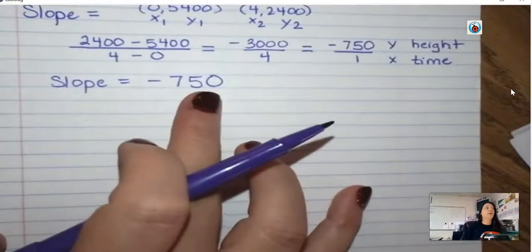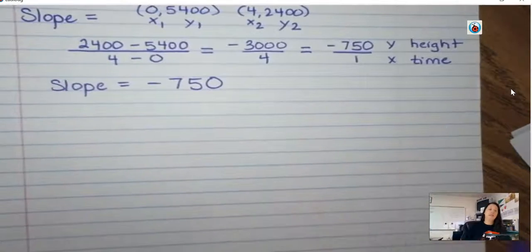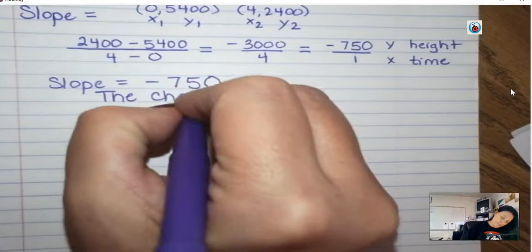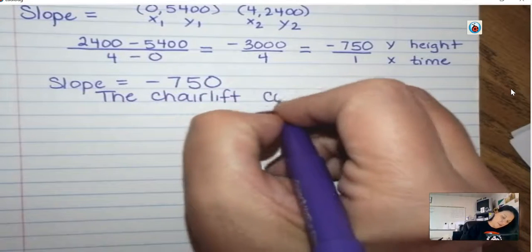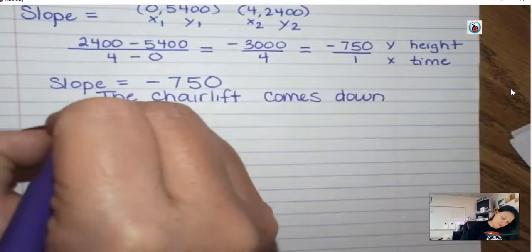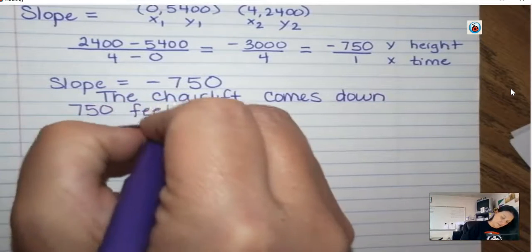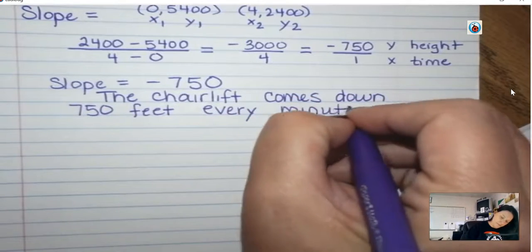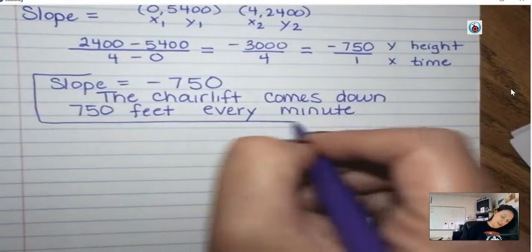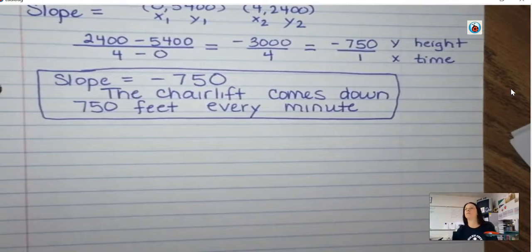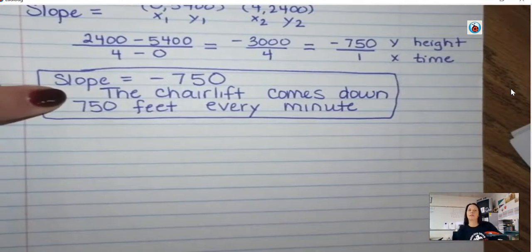So when you interpret, when you write a sentence, it doesn't need to be exact like this, but something like the chairlift comes down 750 feet every minute, or something along those lines. Each minute it descends 750 feet. So when it says interpret, I need a good sentence.